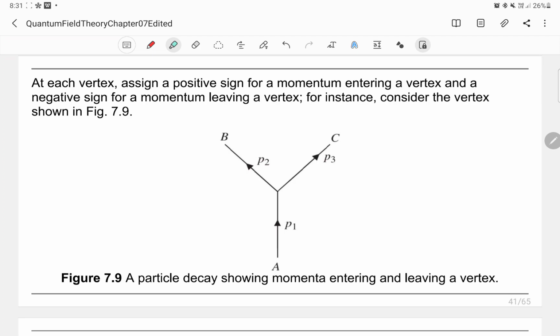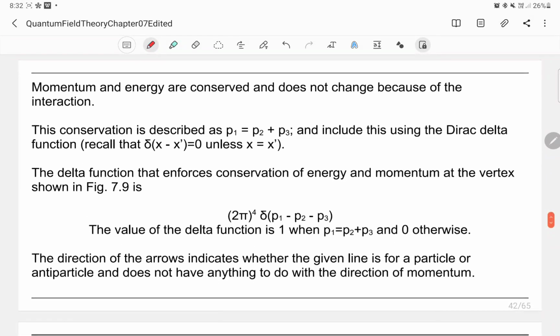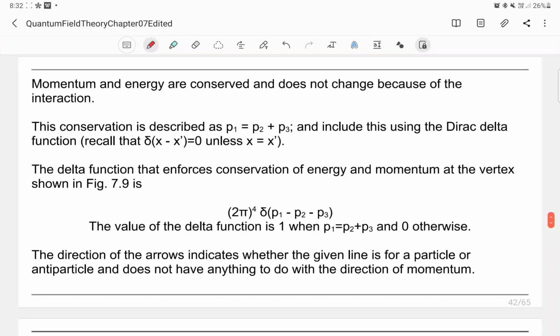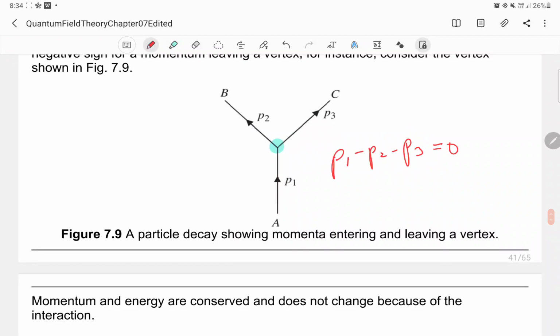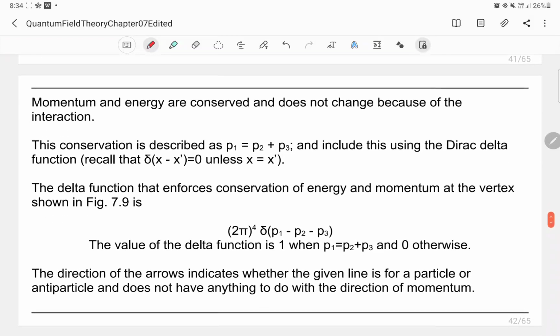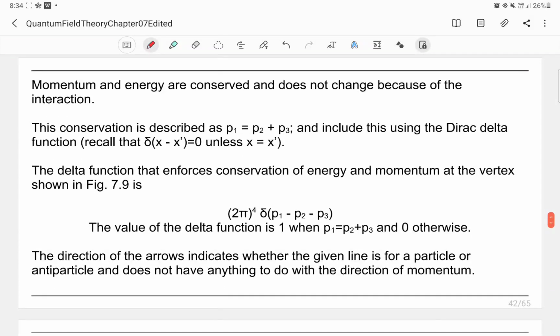At each vertex, assign a positive sign for momentum entering and a negative sign for momentum that leaves the vertex. For instance, as shown in the figure, you have positive P1 and negative P2 and negative P3 in this case. So the total momentum in the vertex here is P1 minus P2 minus P3. To have conservation, this must be equal to 0. So momentum and energy are conserved and do not change because of the interaction.